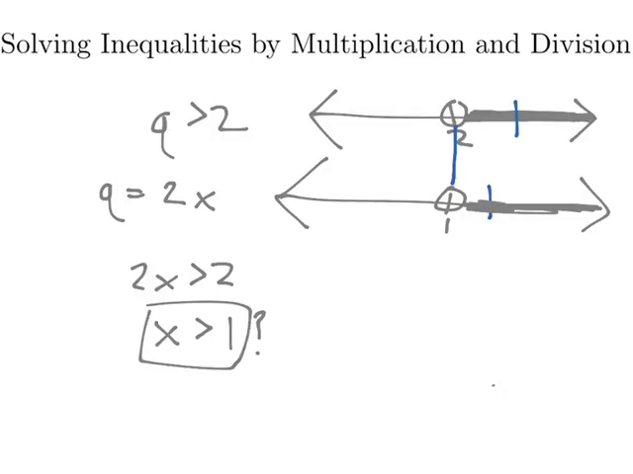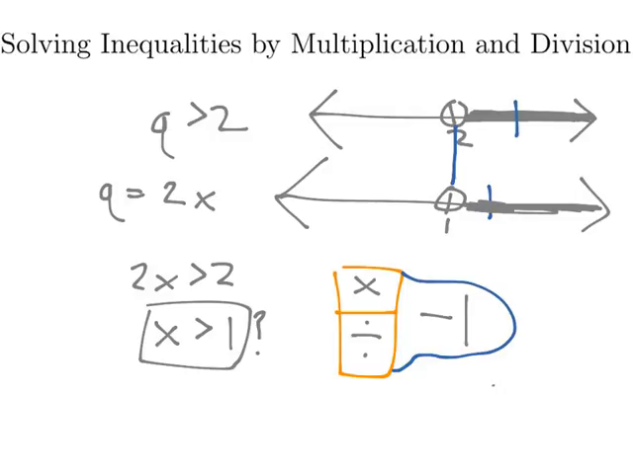What this tells us is that multiplication and division only gets iffy if you ever have to multiply or divide by negative 1. And whenever this happens, you have to flip the sign. So if you started off with less than, you would end up with greater than. If you started off with greater than, you would end up with less than. Less than or equal to becomes greater than or equal to. Greater than or equal to becomes less than or equal to.